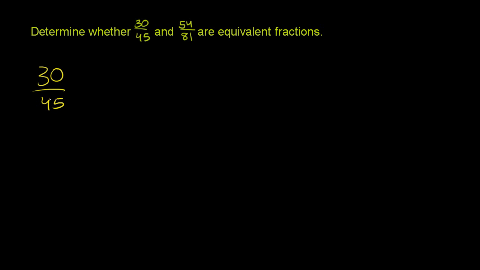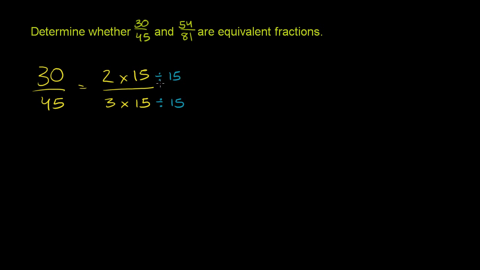What's the largest factor of both 30 and 45? Let's see, 15 will go into 30. It'll also go into 45. 30 is 2 times 15, and 45 is 3 times 15. So we can divide both the numerator and the denominator by 15. If we divide both by 15, what happens?